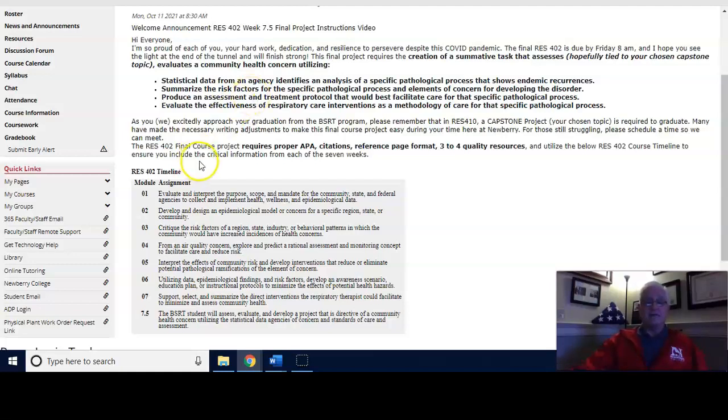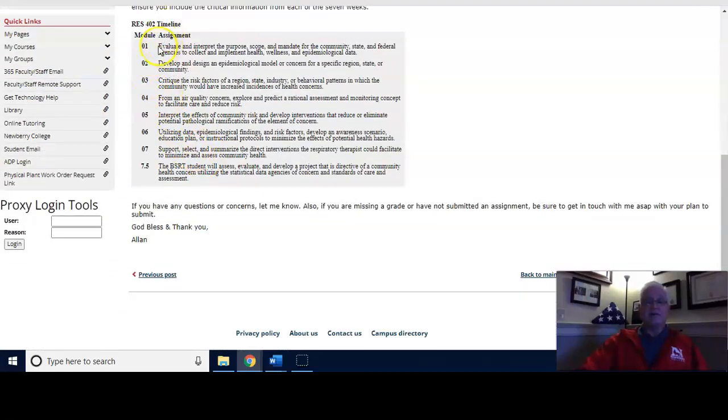You see that I've listed the timeline, what we've talked about over the last 7 weeks. Utilize that, okay? You're evaluating, interpreting the purpose, scope, and mandate for the community. You're going to talk about those agencies, state and federal, and those local agencies that help assure the wellness of our community, especially those agencies that are going to be associated with collecting the data, that epidemiological data.